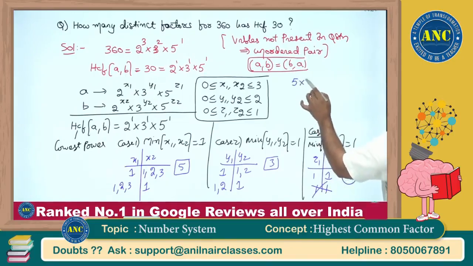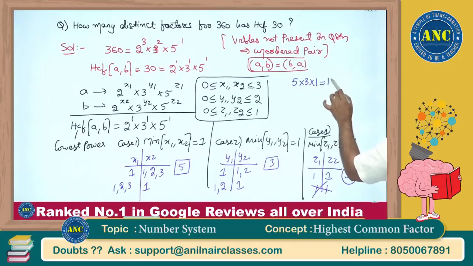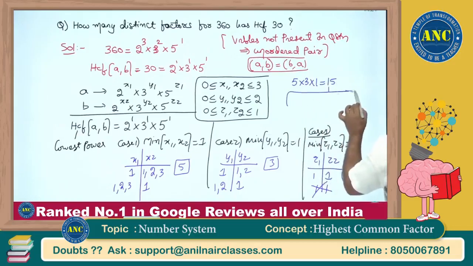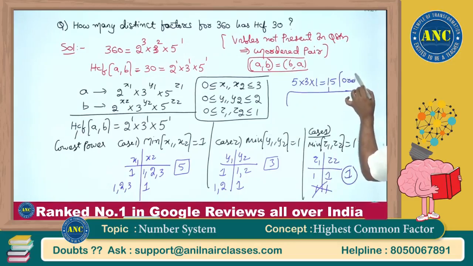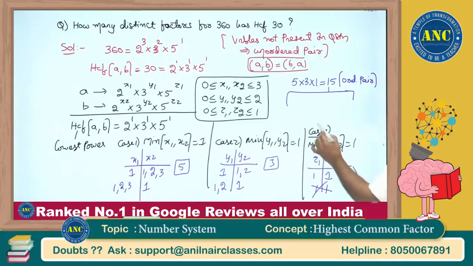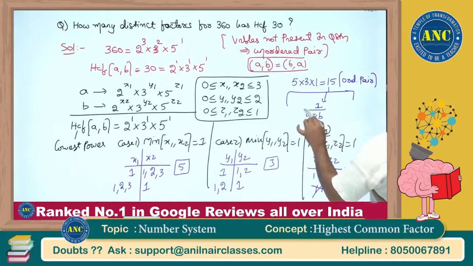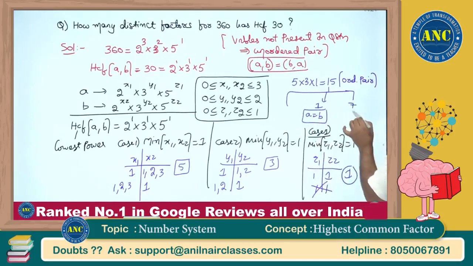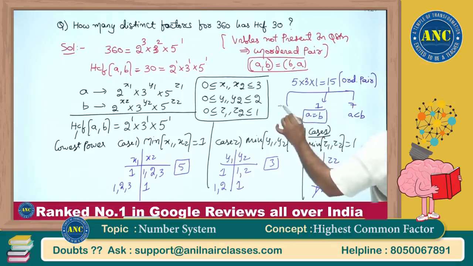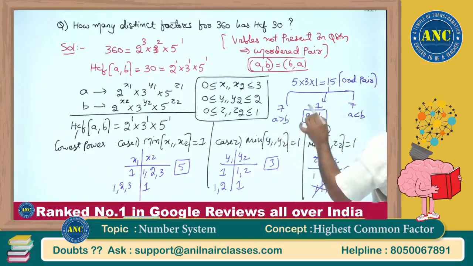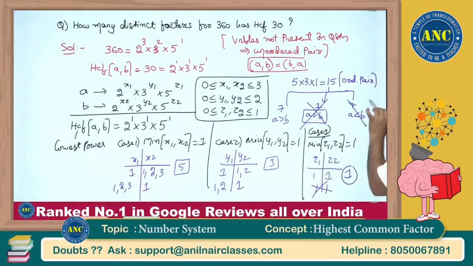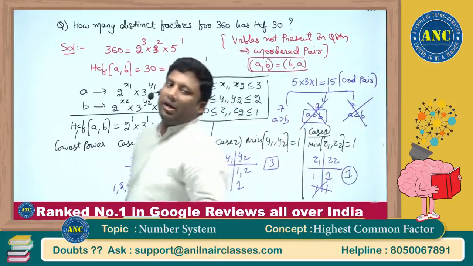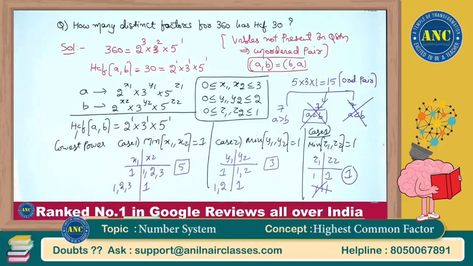So 5 into 3 into 1, total 15 cases exist. 15 cases, it is an ordered pair. The question has no variables present. One case where A is equivalent to B: HCF of 30 comma 30. 7 cases where A is less than B, and 7 cases where A is greater than B. Distinct, so this case should not be taken. In an unordered pair, reverse is not allowed. Beautiful question, sir.